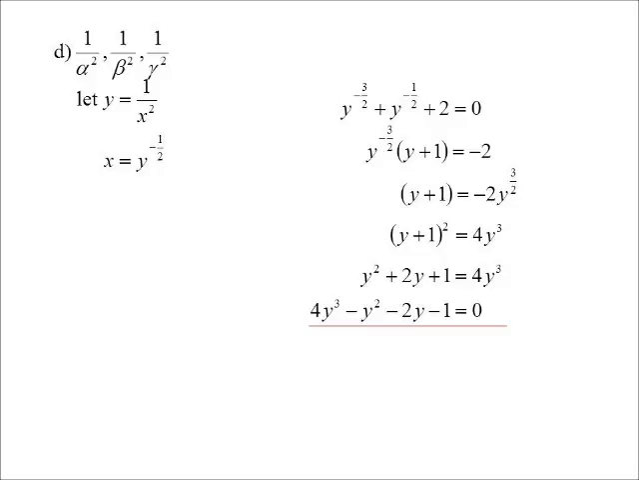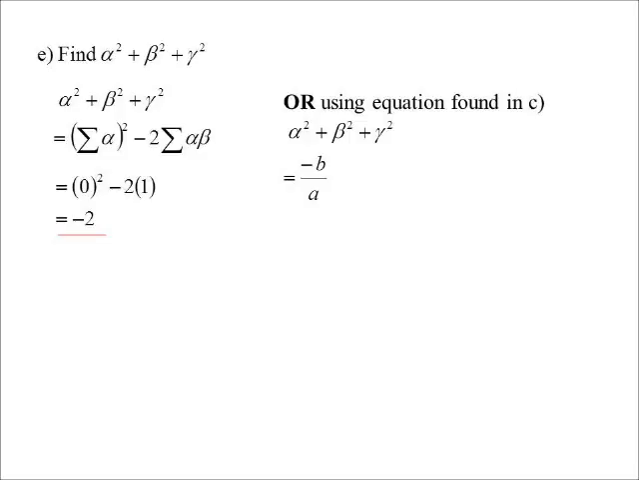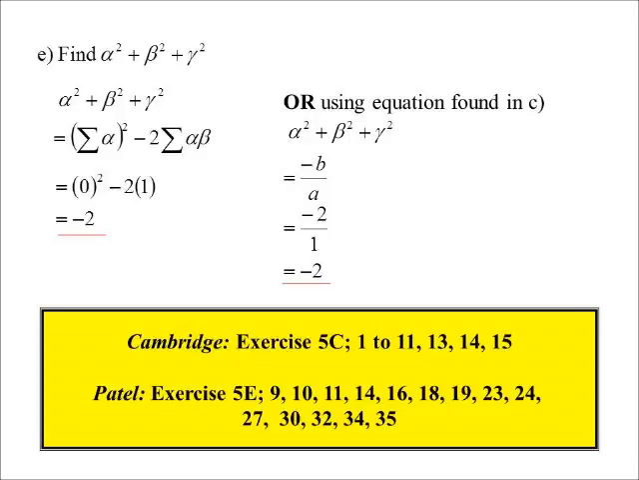There's my new equation. So if the question now said, find alpha squared plus beta squared plus gamma squared, yes, I could have gone to the original equation and worked out it was negative 2. Or, of course, now I could use the equation that we found in part c and say, hey, the sum of the roots is minus b on a. That also turns out to be negative 2.